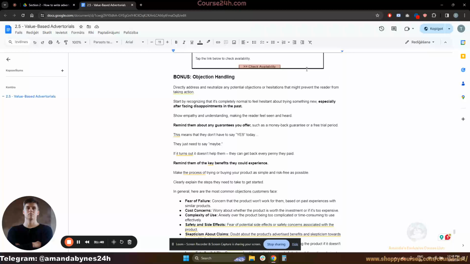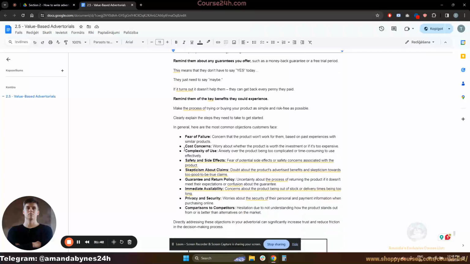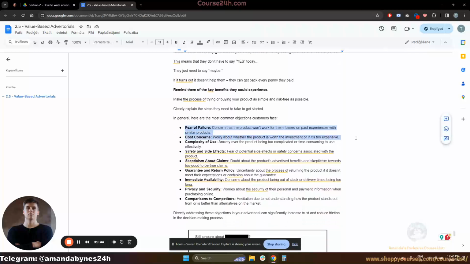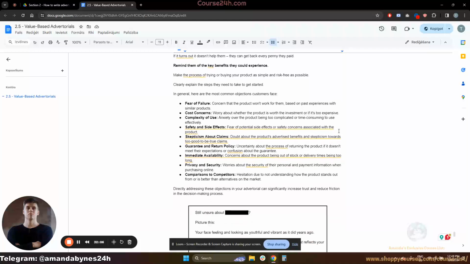So most likely it's going to be fear of failure or cost concerns. Maybe they can afford it, but they don't want to buy it because just in case it doesn't work, they'll just waste their money. And then they'll have their problem because they won't have the money anymore because they wasted it on your solution. So you can double down on your guarantees, highlight them more, make them more detailed.